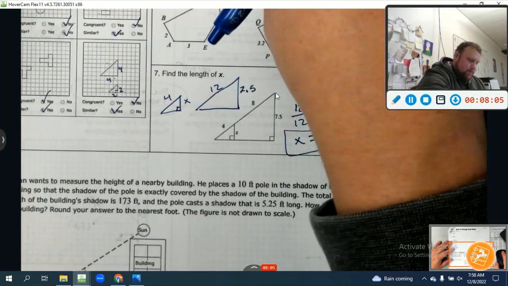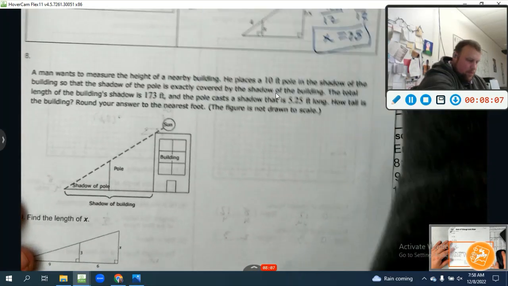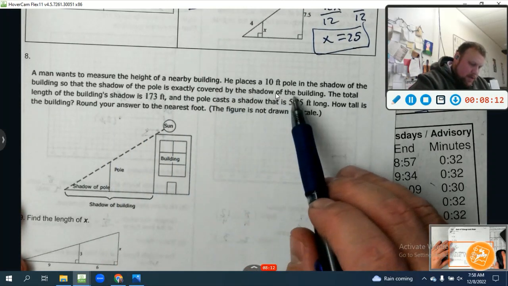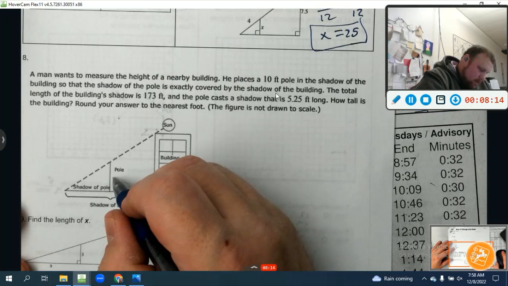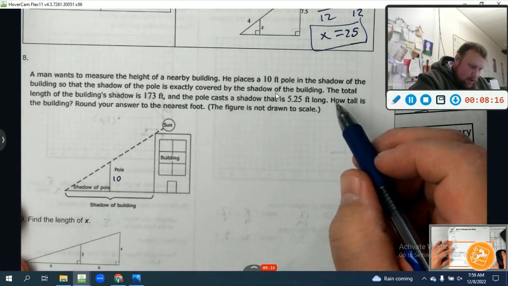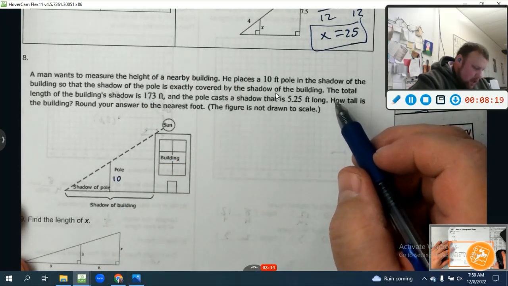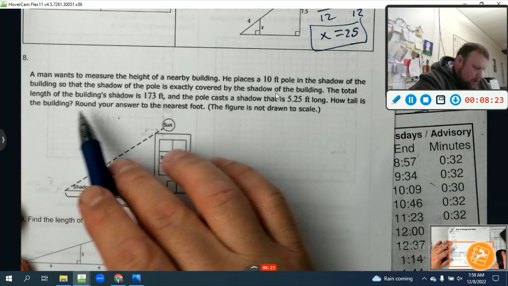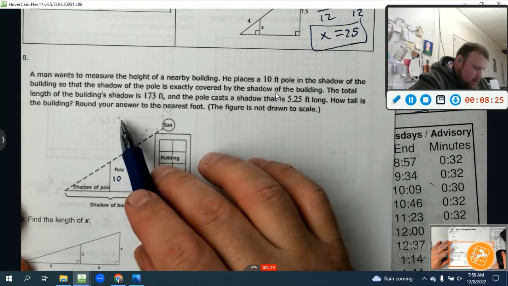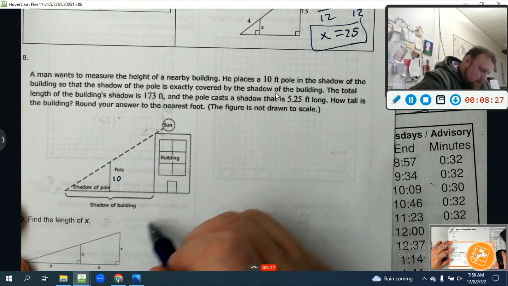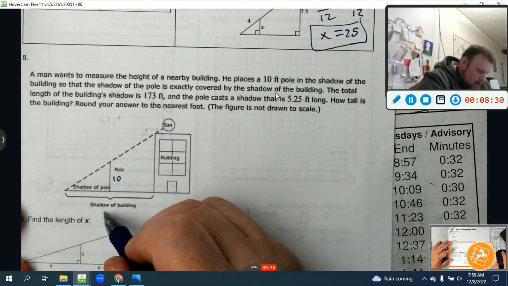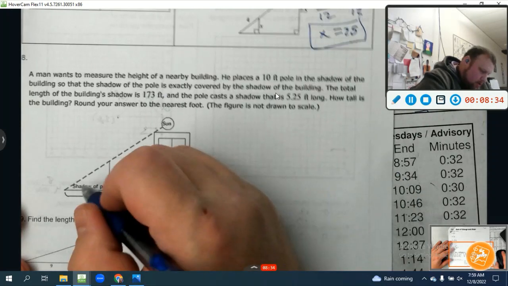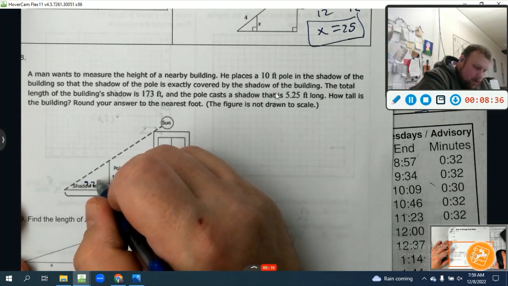A man wants to measure the height of a nearby building, and he places a 10-foot pole in the shadow of the building, so that the shadow of the pole is exactly covered by the shadow of the building. The total length of the building shadow is 173 feet, and the pole casts a shadow 5.25 feet long. How tall is the building? Round your answer to the nearest foot.